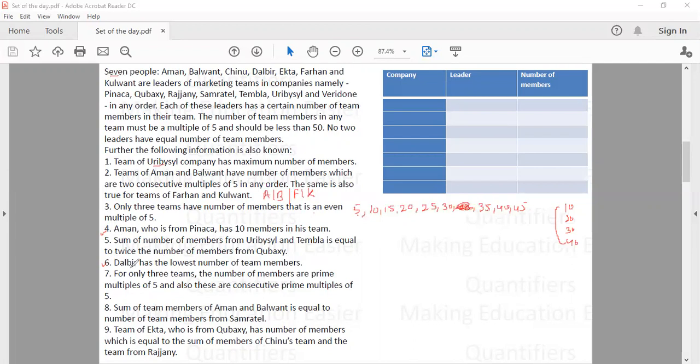You can see that the 6th point says Dalbir has the lowest number of team members, right? And since Aman has 10 members and Dalbir has the lowest one, Dalbir's number of members should be less than 10. That means Dalbir's team members are 5, right? So the number of members of Dalbir's team is 5, and of Aman's team is 10. This is Aman's team. This one is Dalbir's team. And also Aman is from Pinaka company, so Aman's company is Pinaka.